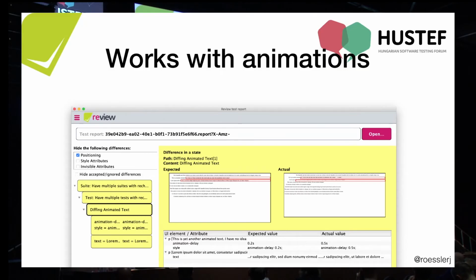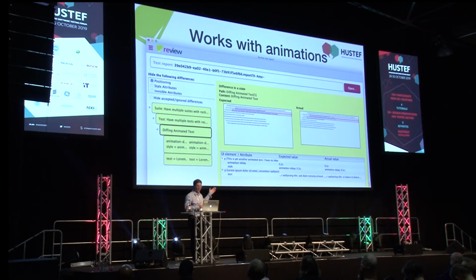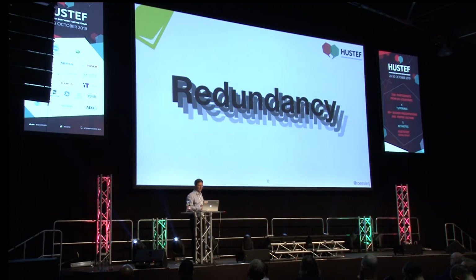And it even works with animations. Like, how do you pixel diff an animation on your website? If you have a CSS animation or anything, it doesn't work anymore. But with that, you get reported the attribute differences. So it tells you that, for instance, the animation starts 3 seconds later or has a delay or whatever.